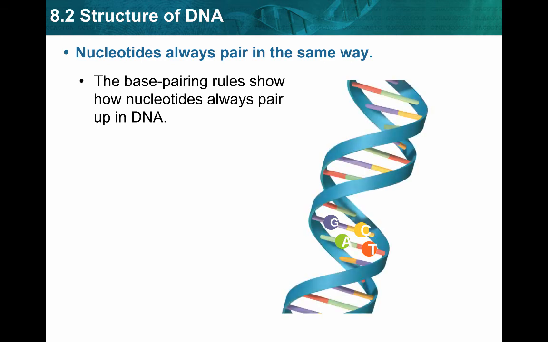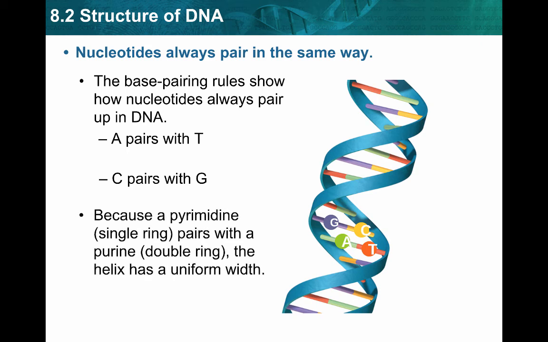So these base pairing rules that Chargaff came up with show how nucleotides always pair. And so A always pairs with T and C always pairs with G. And that is how we get that even width across, because you have a double ring structure. Remember, one is a purine, double ring. One is a pyrimidine, single ring. And so you always get that even width across, because you always have basically 3 rings going across. 2 from your purines and 1 from your pyrimidine. So you always have a nice, even, uniform width.